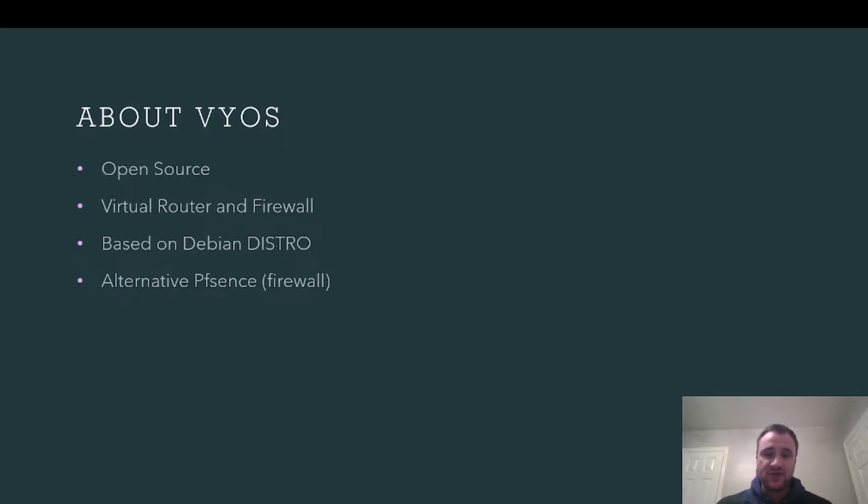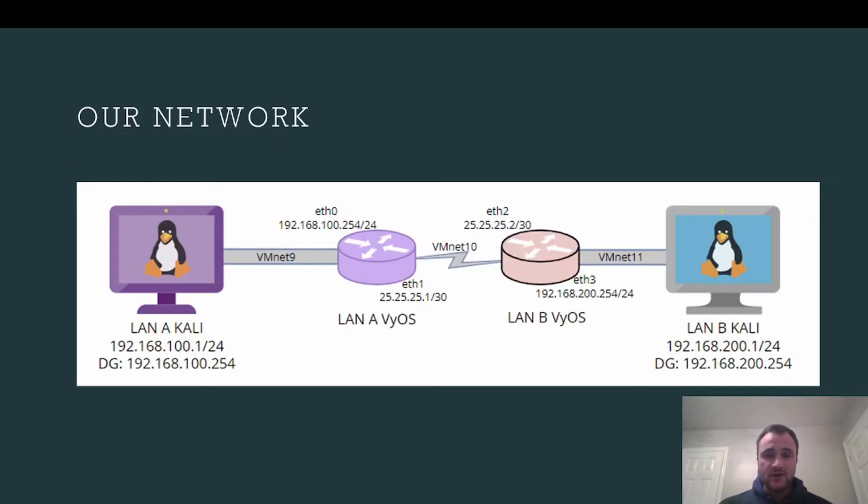Alternatives to VyOS, if you are looking for a digital solution, might be pfSense if you're looking for more of a firewall configuration. But let's give it a go. So what we're going to be doing is configuring a network, effectively configuring this LAN B VyOS.